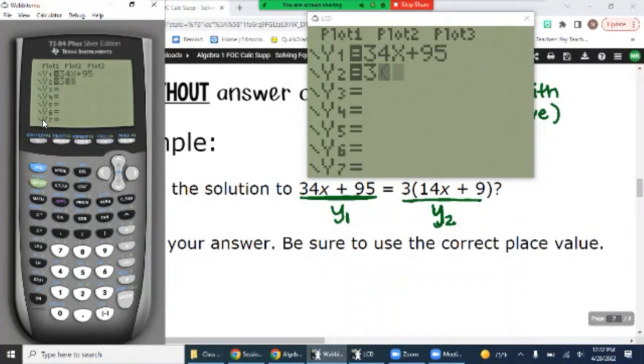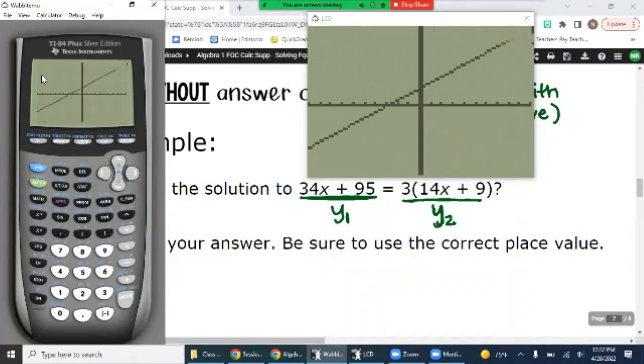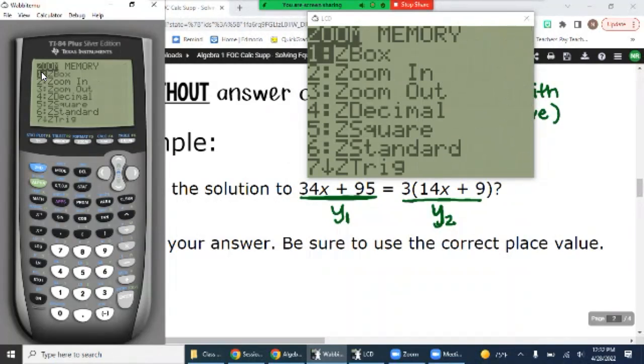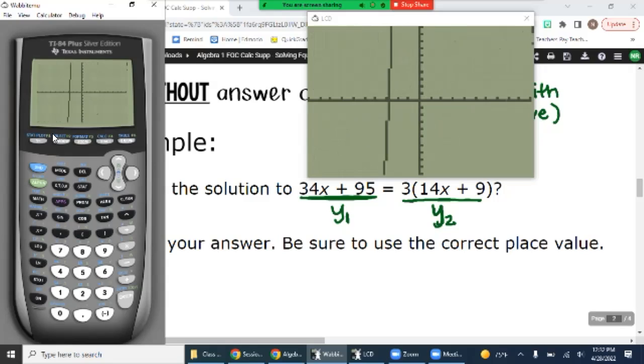All right, so 34x plus 95. And then 3 times 14x plus. All right, now just press graph. Now mine might look different than yours. To put it in the standard screen, you want to press zoom. 6 is standard. Your calculator should be reset whenever you receive them. So this is probably the first type of window you're going to see. It goes from -10 to 10, -10 to 10. So that's just a standard window. Most graphs go from -10 to 10.